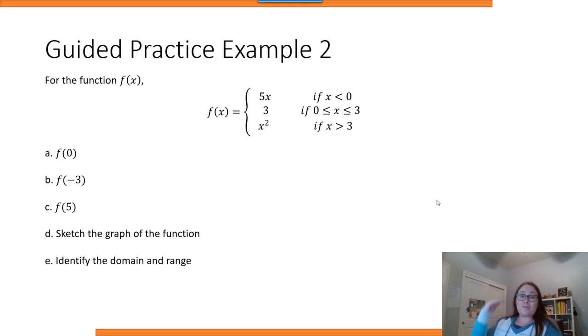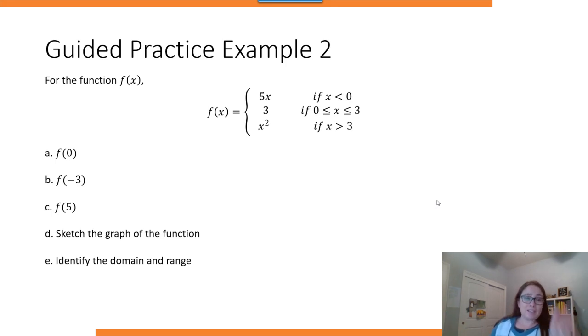So here's an example where I have 3 expressions. I'm breaking up my interval to everything less than 0, everything from 0 to 3, and everything greater than 3. Okay, so I'm going to practice evaluating this for a few different values. Then we'll look at the graph and we'll see if we can come up with the domain and range as well.